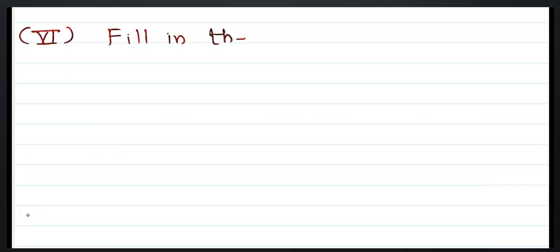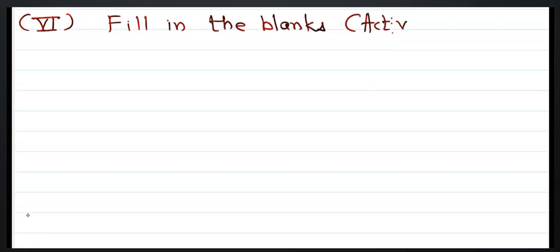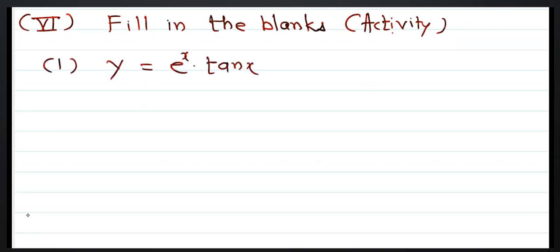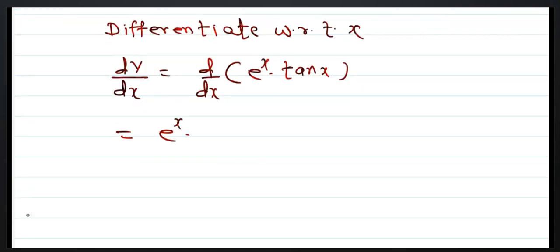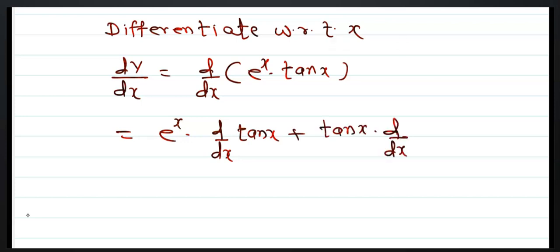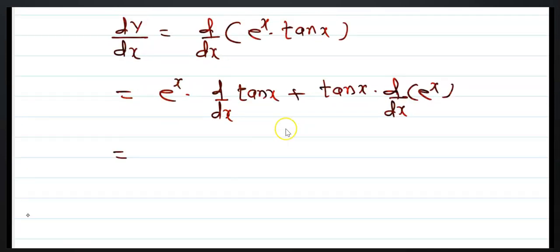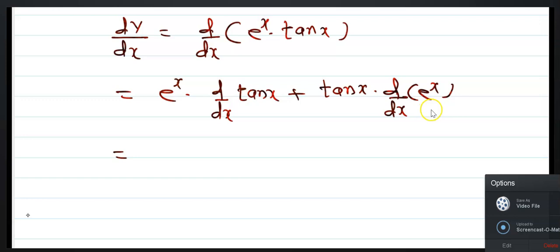Therefore, the next is problem number 4. Fill in the blanks. That is, this is the activity. Now, this is very simple. y is equal to e raised to x into tan x. This is a simple activity. dy by dx is equal to, we apply here the product rule. d by dx of e raised to x into tan x. Now, e raised to x as it is, e raised to x into derivative of tan x plus tan of x into derivative of e raised to x.